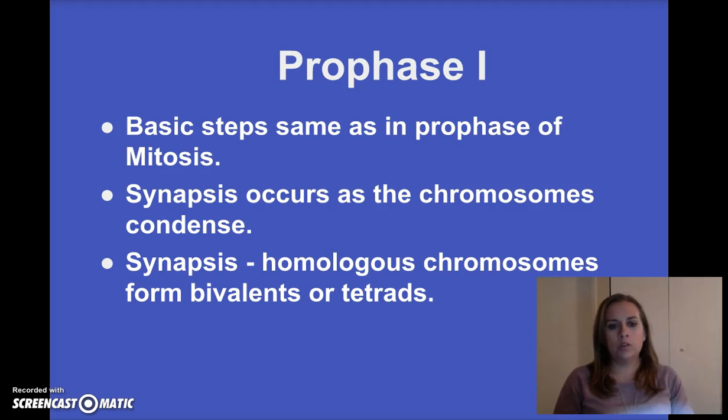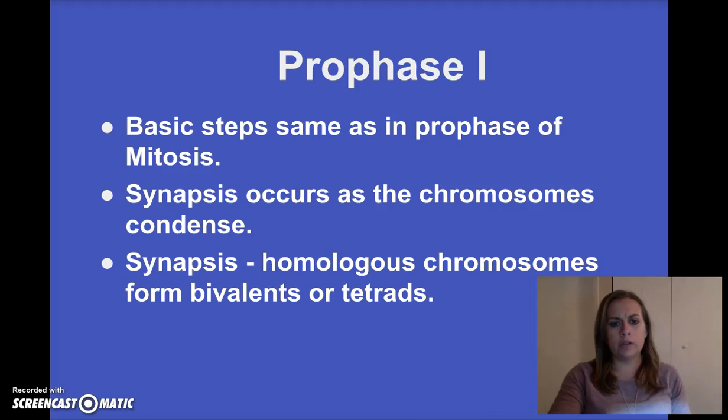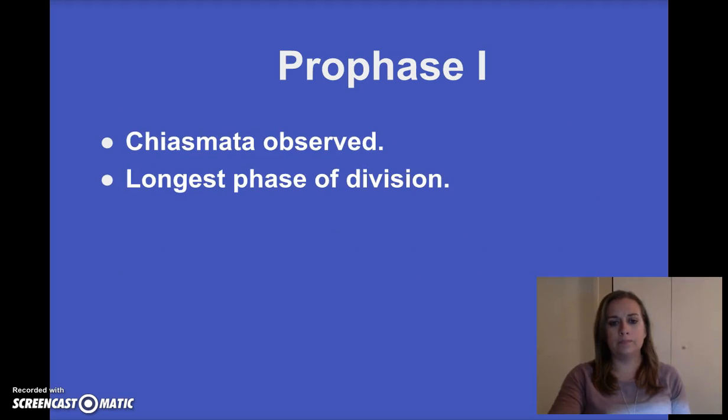So with prophase 1, the basic step is the same as that of prophase in mitosis. But you also have synapsis occur as the chromosomes condense, and this is when the homologous chromosomes form what we call tetrads. And so that is kind of what we're looking at here. And so this would be a tetrad. These are homologous chromosomes again, so this would be like chromosome 1 from dad and chromosome 1 from mom. Because they're both chromosome 1, they are going to line up together and form that tetrad.